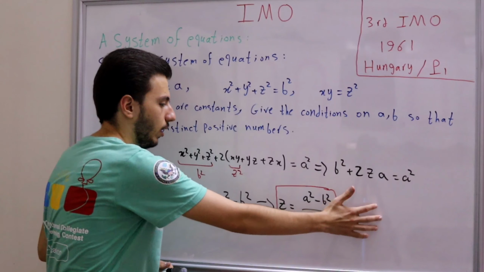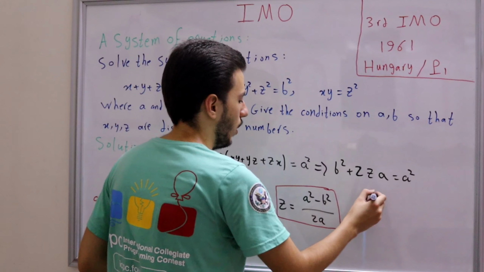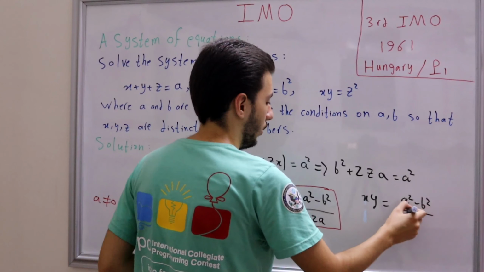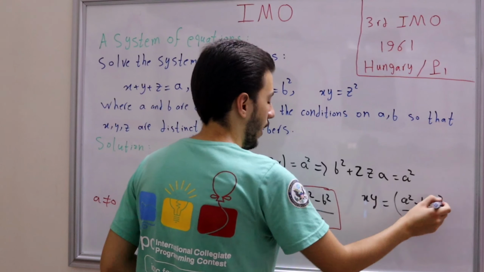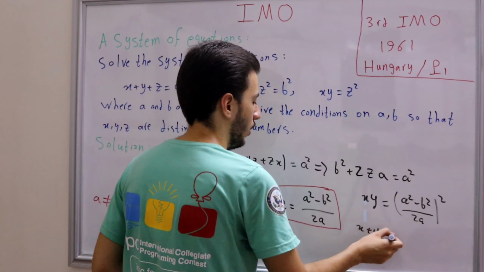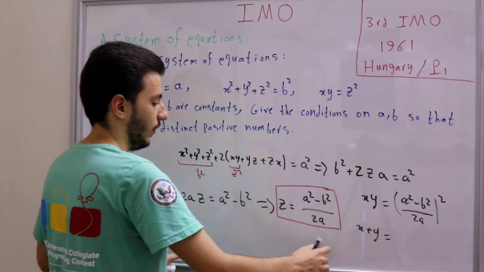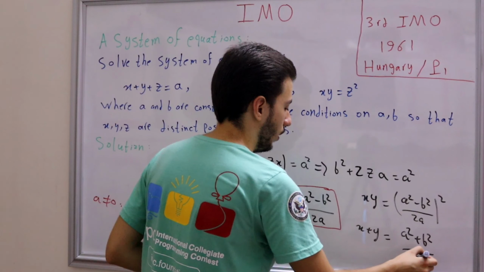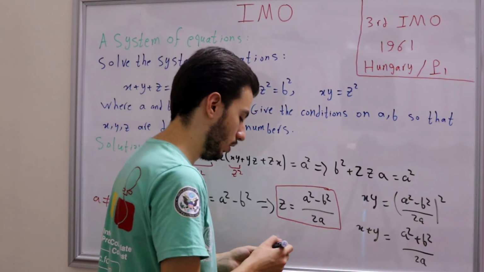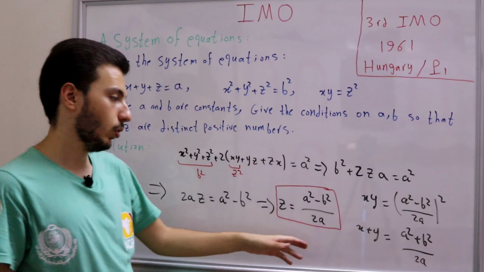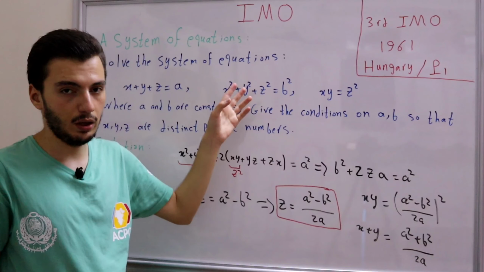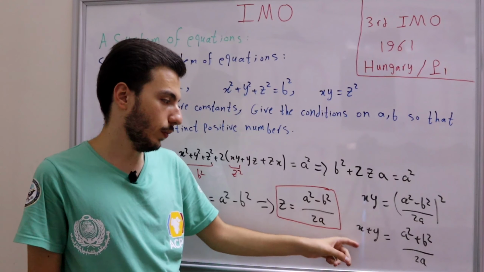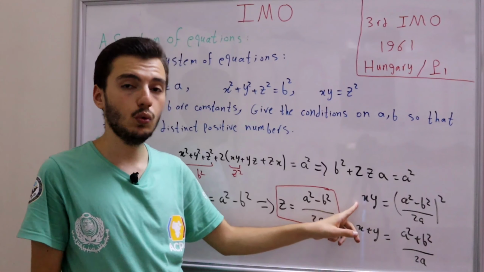Let's write them here. Now we know that xy equals a squared minus b squared divided by 2a, all squared. And we also know that x plus y equals, as we mentioned, a squared plus b squared divided by 2a. Of course, now let's forget about the middle one because these two are enough. Okay, so how to solve these two? We've got two equations with two unknown variables.